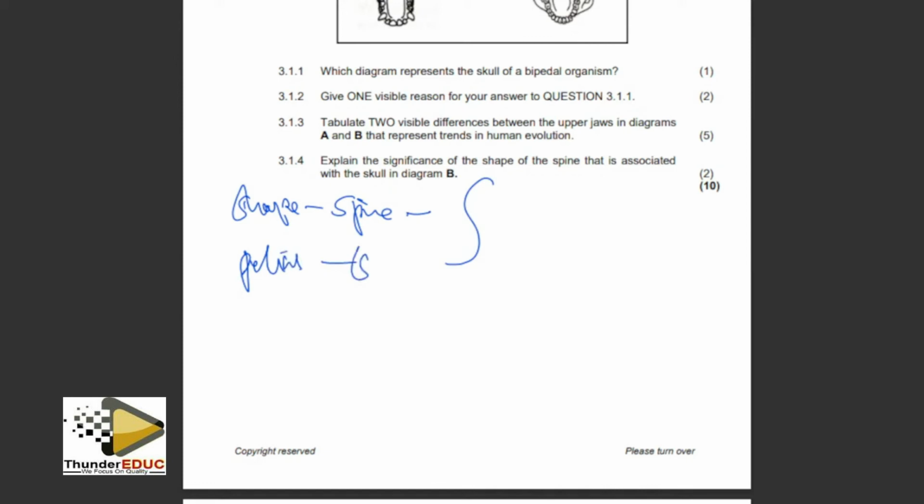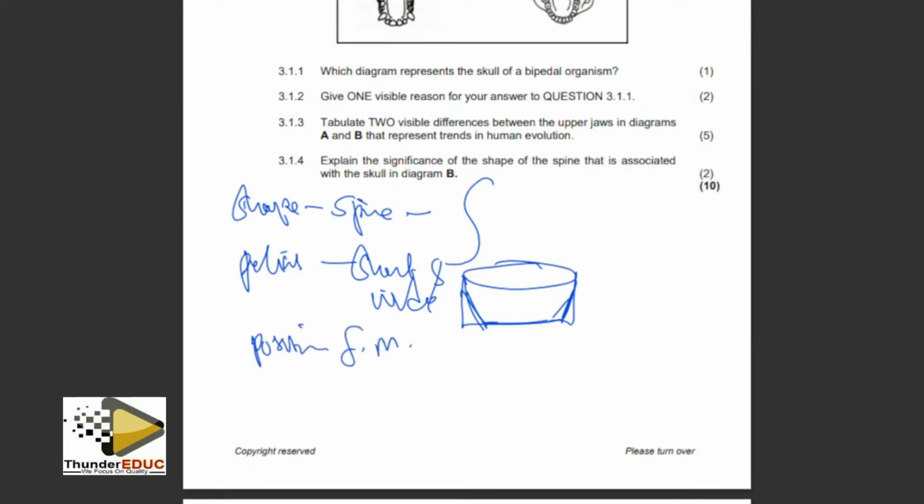Pelvis is short and wide. And then number three, these are factors which affect bipedalism. Short and wide. Is wide, ne? And short. So if you look at it, it is wide and short. And then the third one is the position of foramen magnum.